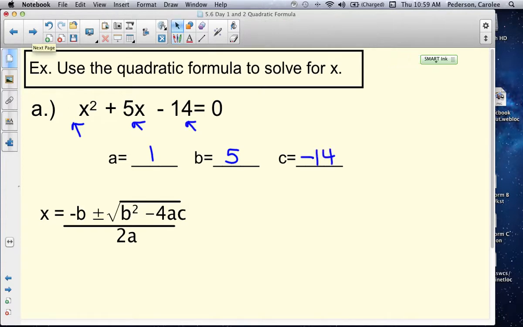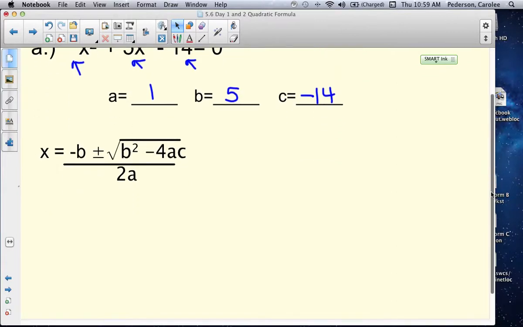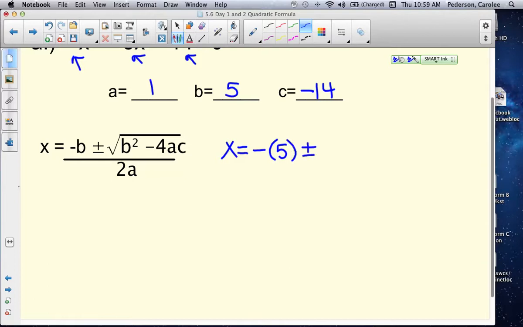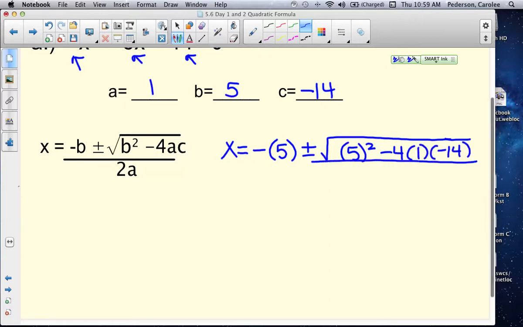Now we're going to go ahead and use this quadratic formula to solve for x. So I have the quadratic formula here again. You don't need to write it down. We can go ahead and just plug it in. So x equals negative b plus or minus the square root of b squared minus 4ac all over 2a. Be careful that you make it all over.